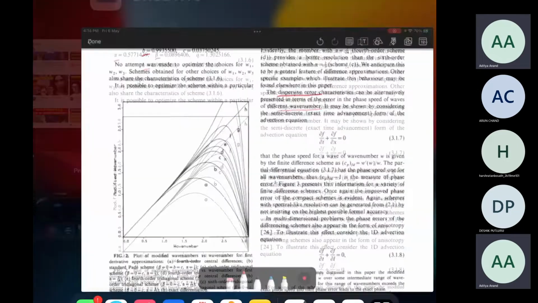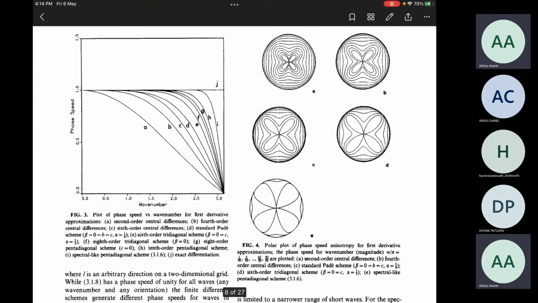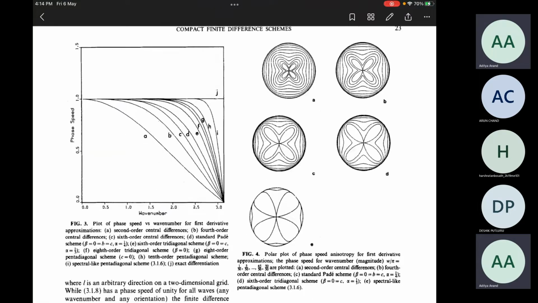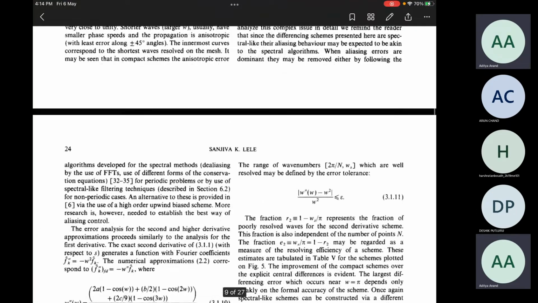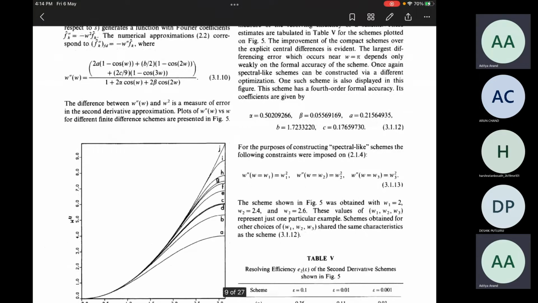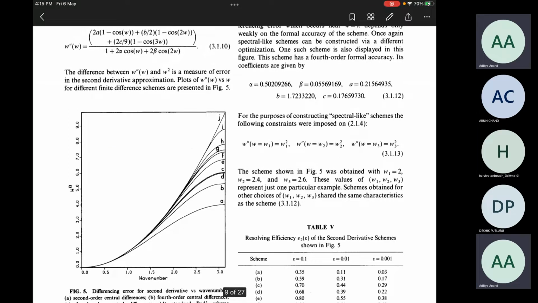So for that, they look at the wave speeds, the phase speed. Here they have plotted the dispersive errors for all these schemes. Again, you see the dispersive error is very low for the case I. I is again the spectral-like pentadiagonal scheme 3.1.6. Okay, so this was some discussion on the finite difference schemes and the errors associated with them. There is something called aliasing error as well.